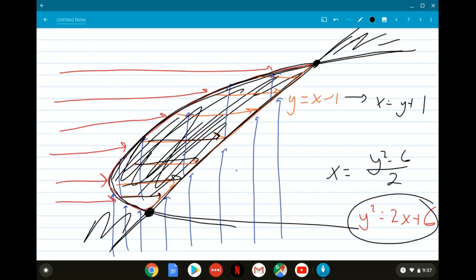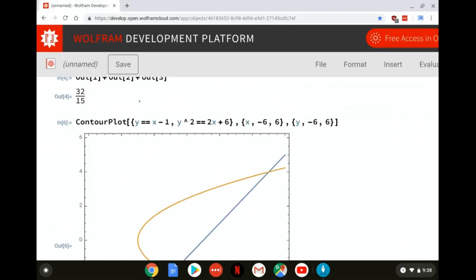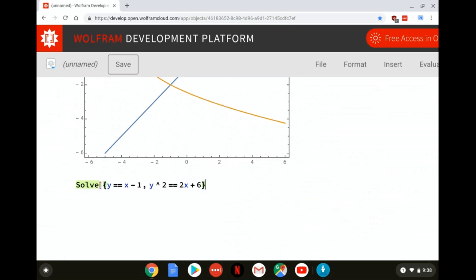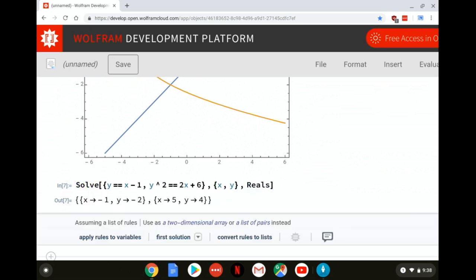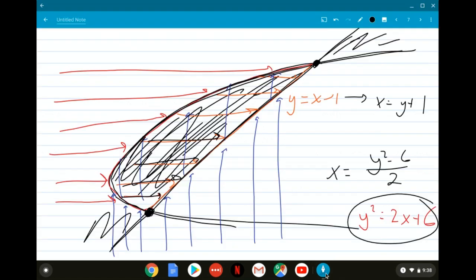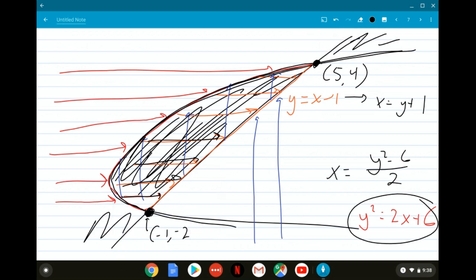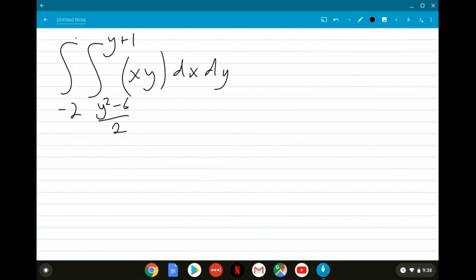Let's go ahead and just do it in Mathematica, because why not? The way I'll probably do this is use the Solve command. Solve for x and y, keep it real. And there's our solution points: (-1, -2) and (5, 4). So now we can see that my y bounds range from negative 2 to positive 4. So I plop on negative 2 to positive 4. And there's my setup.